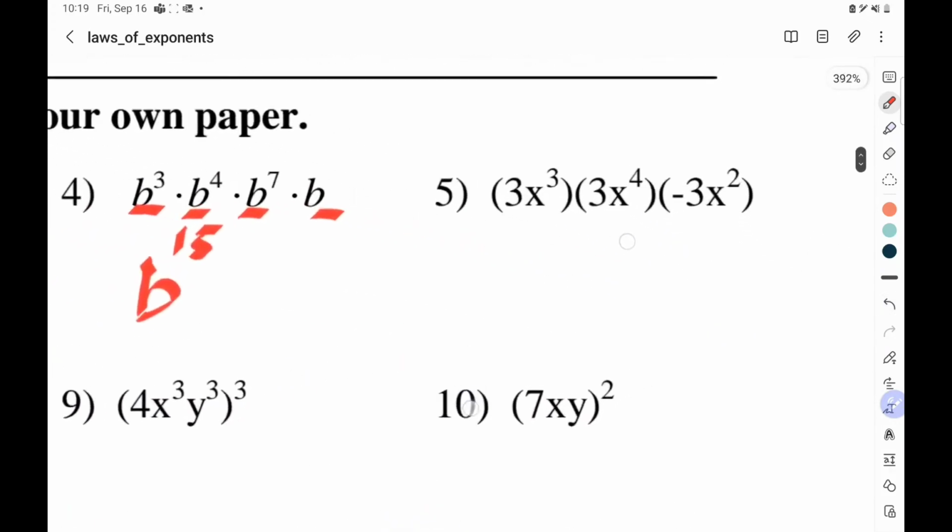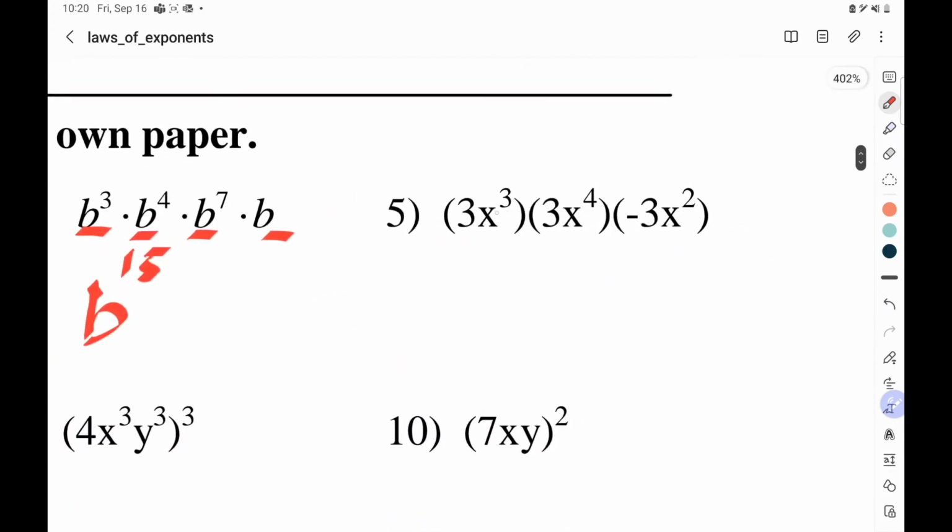For this one it is quite easy as well. We just have to multiply 3 times 3 times 3, with the negative, that becomes negative 27, and then we have x to the power of 3, x to the power of 4, x squared, so we have x to the power of 9. That's your answer for number 5.